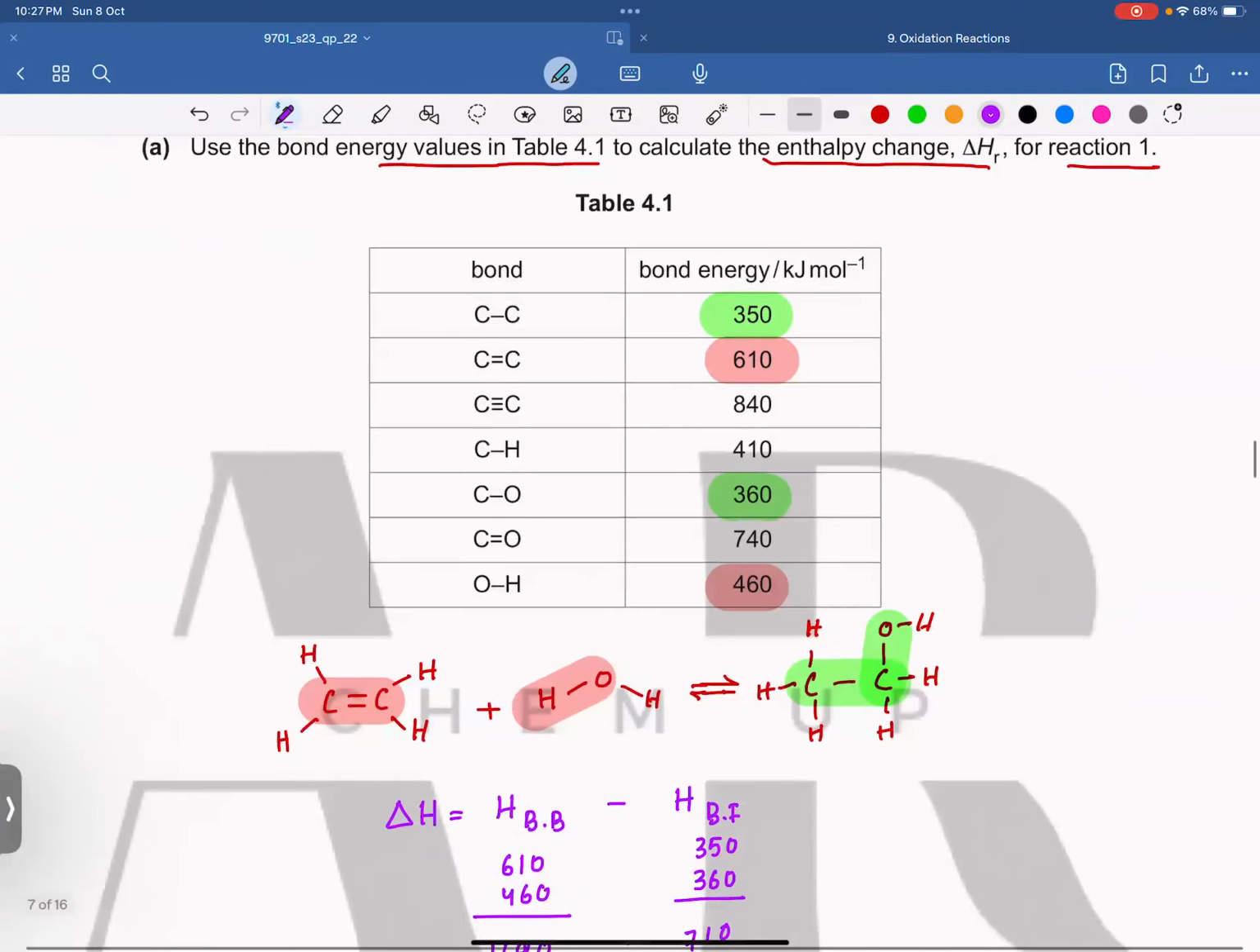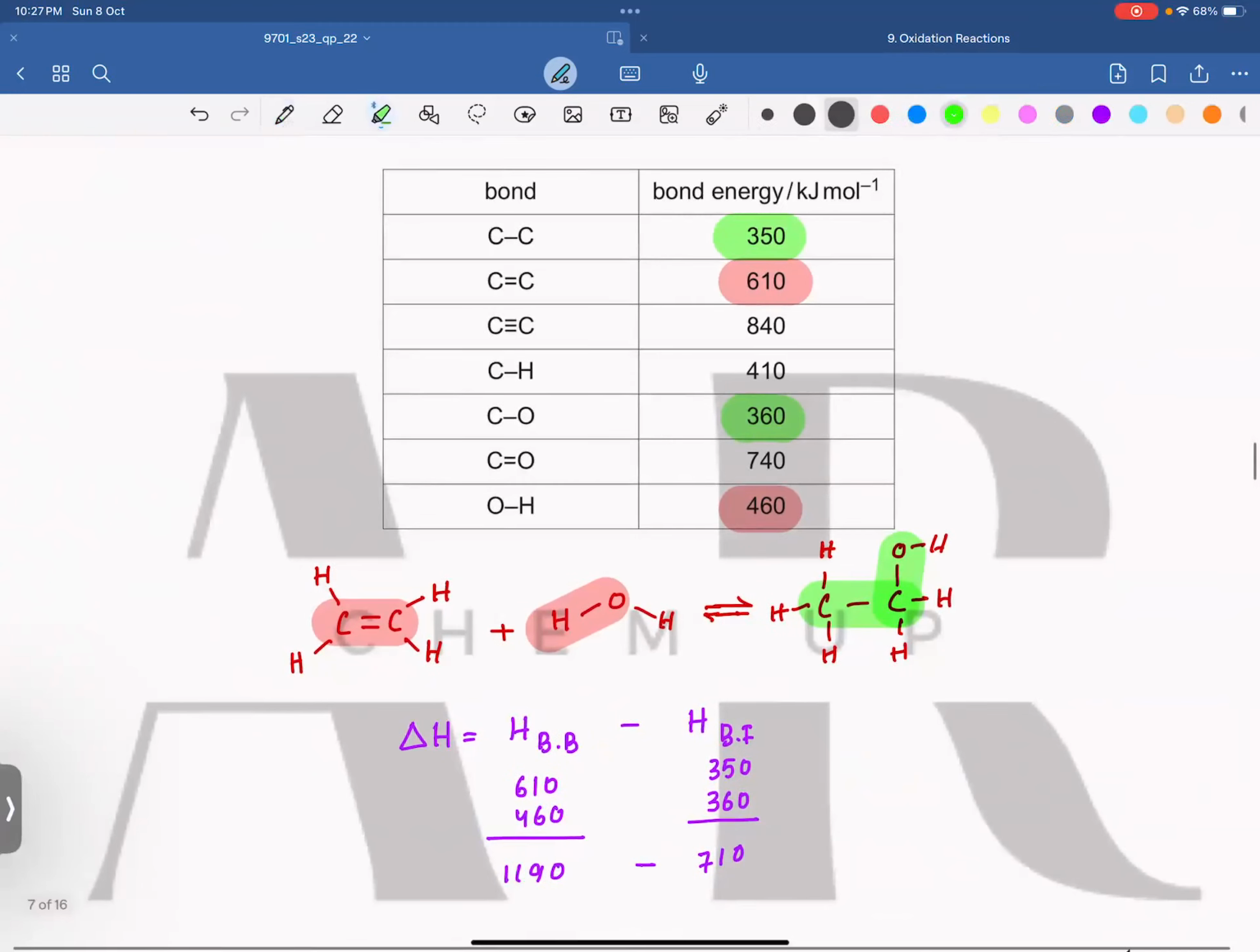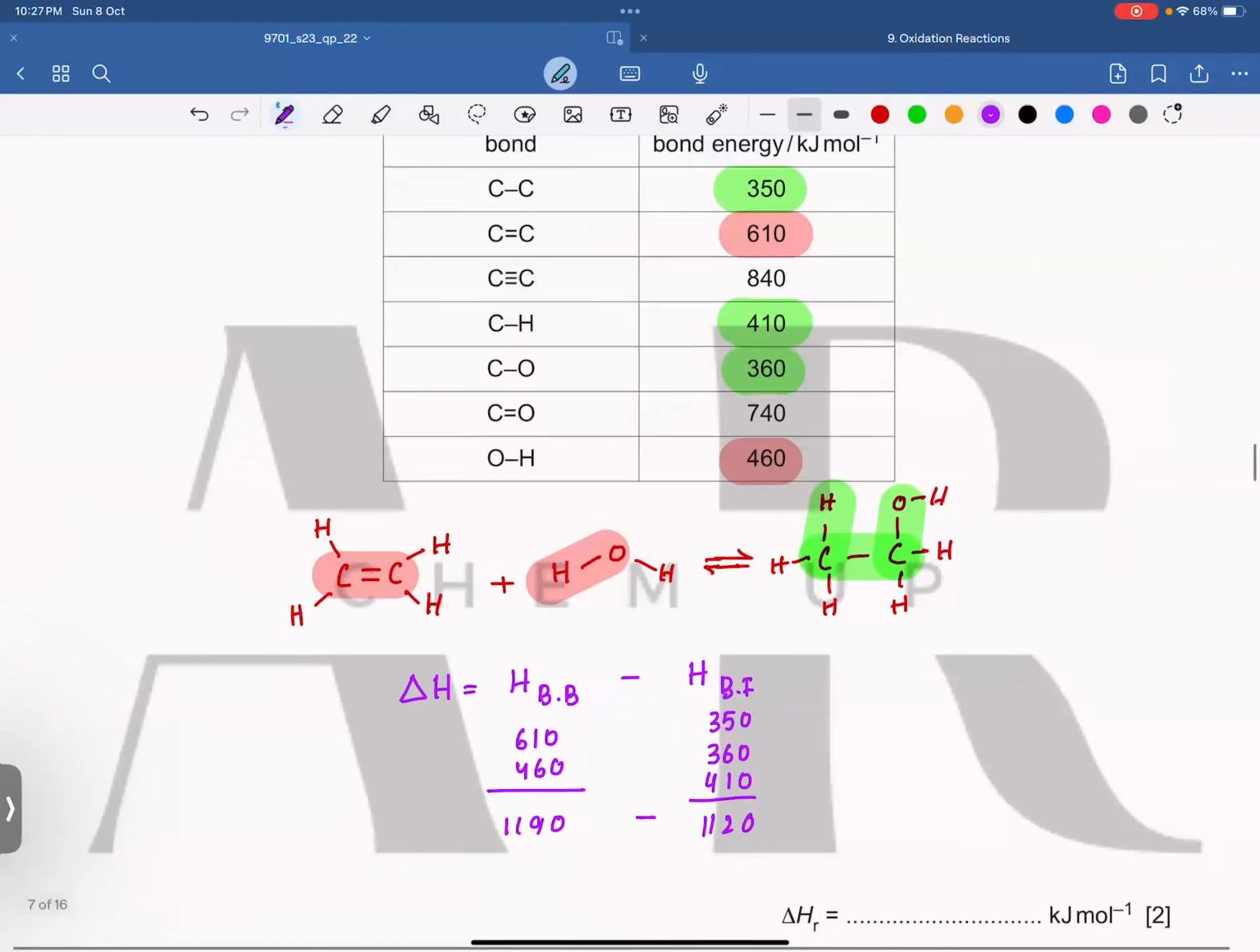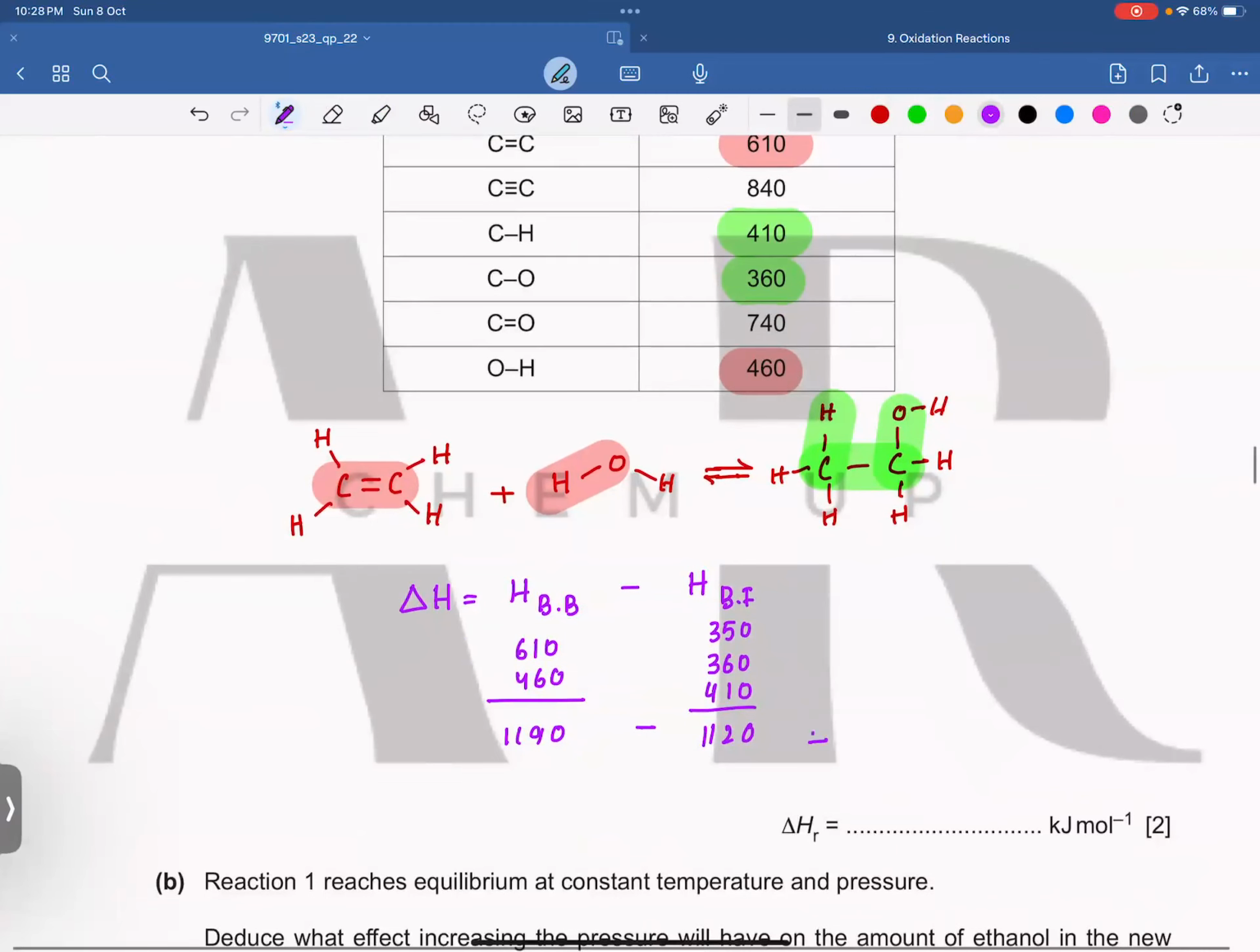Oh, I think I made a mistake. Yes, this bond is also formed. So there is one more bond that is formed over here, and it is a C-H bond. So 410 as well. Now the total is 1120. So 1190 minus 1120 gives me 50 with a positive sign. So the enthalpy change of this reaction is 50 kilojoules per mole.